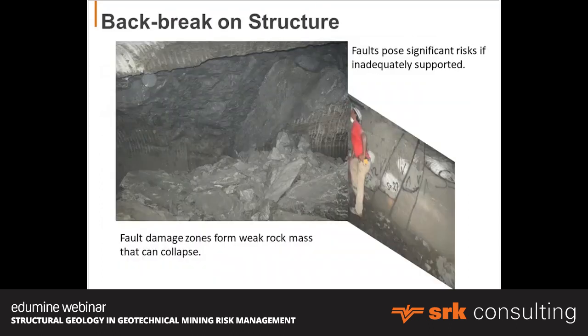Here's an example of backbreak in a stope. And these structures here have cut the hanging wall and caused blocks to fall out. Okay, that's why these structural zones need to be adequately identified, the orientations identified, so that you can put in the appropriate anchors to prevent the failure.